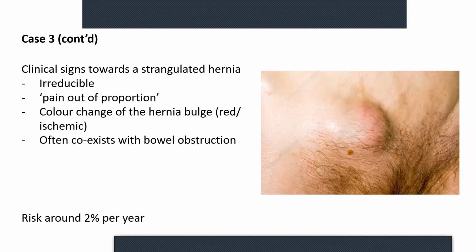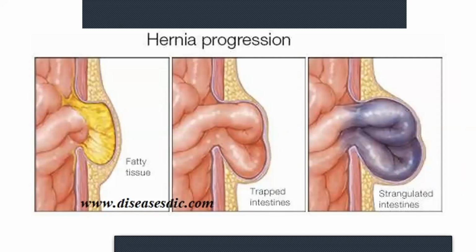So most likely he has a strangulated hernia because there are signs that his hernia is now irreducible. With severe pain associated with the hernia, you would think the hernia is strangulating, which is when patients come in with pain out of proportion. Sometimes you'll also get ischemic changes that occur from the hernia. And often this coexists with bowel obstruction as well. So when you see these patients, normally you also have to manage that at the same time. And the risk of this happening is about 2% per year.